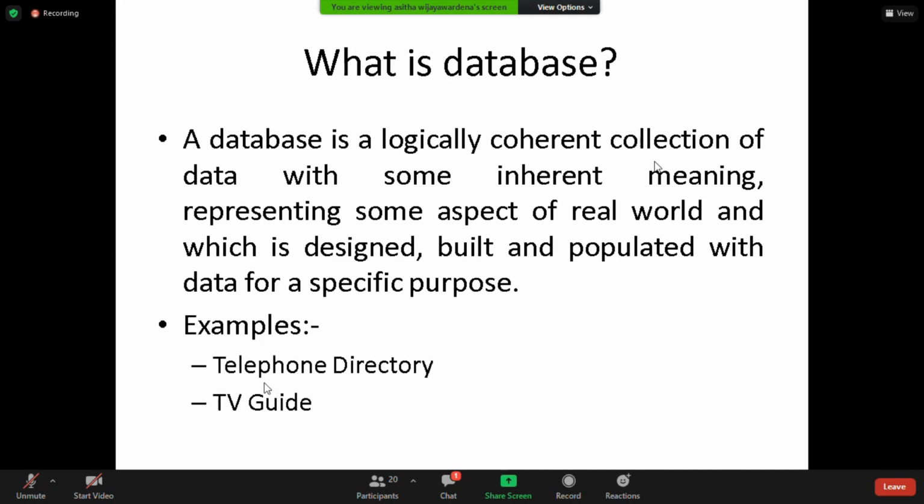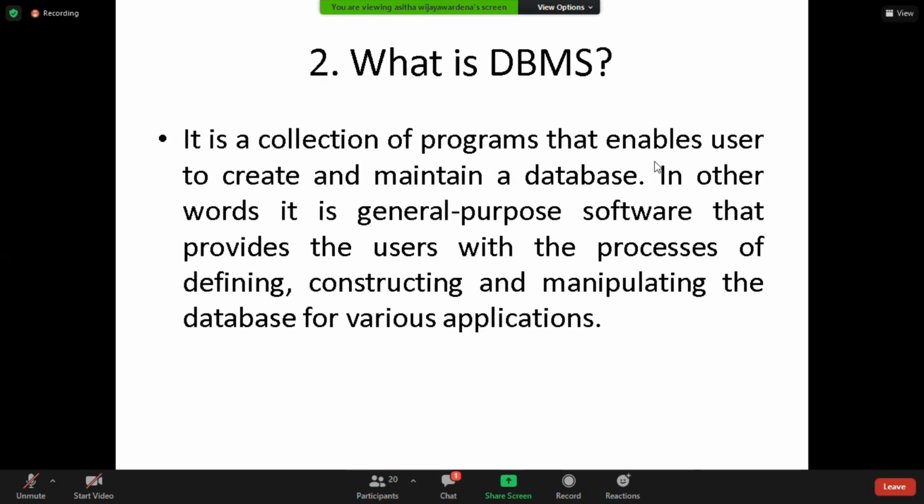As I already discussed, you can have a telephone directory or TV guide. These are typical databases which we can encounter in our day-to-day life. If you take the DBMS, as we already discussed, it's a collection of programs that enable users to create and maintain a database.